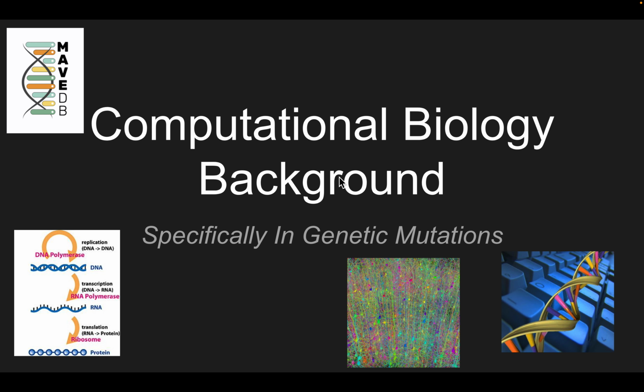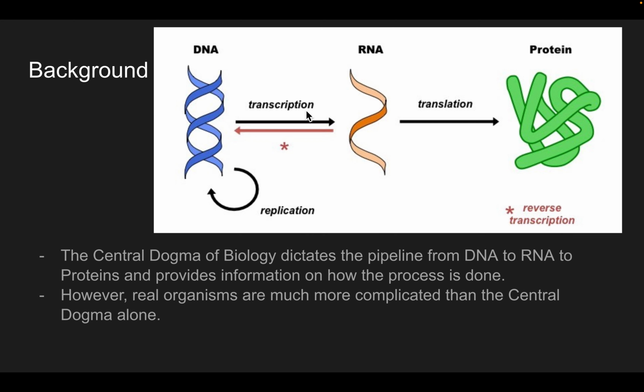Hello and welcome to my slideshow in computational biology background, specifically in genetic variants. So, as you know, there exists the central dogma of biology, which dictates how DNA becomes RNA becomes protein. That's like the basic path that most people commonly know.